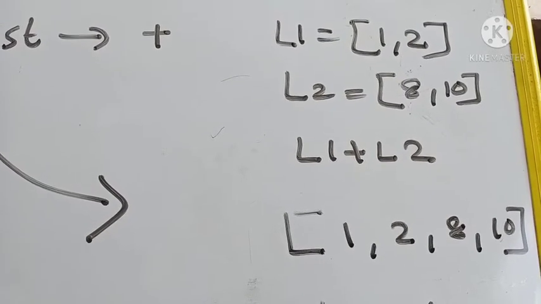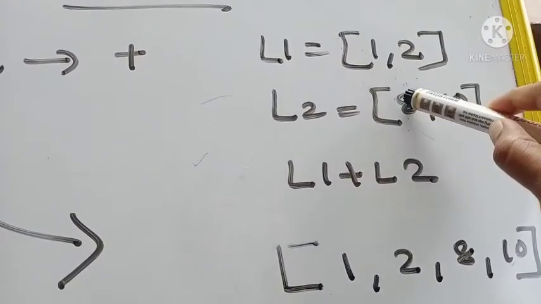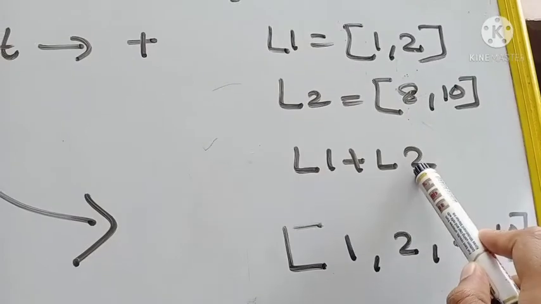So when you are trying to do L1 plus L2, don't think that 1 will be added with 8, 2 will be added with 10, like that. Don't think like that. It will join the two lists together.